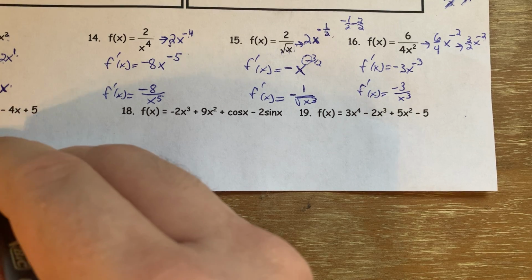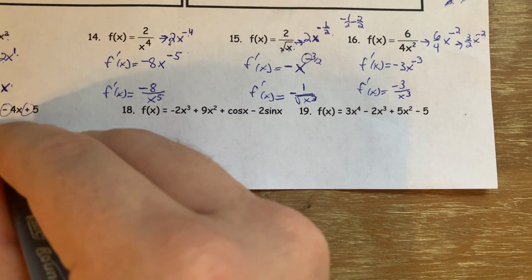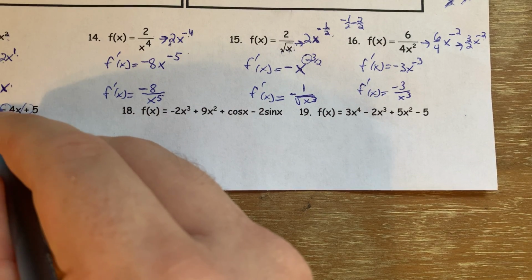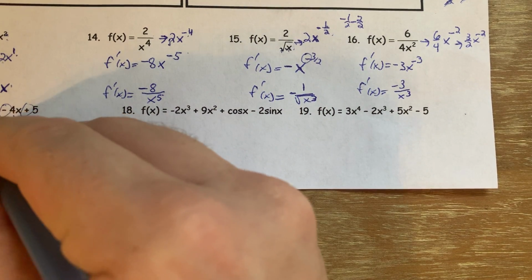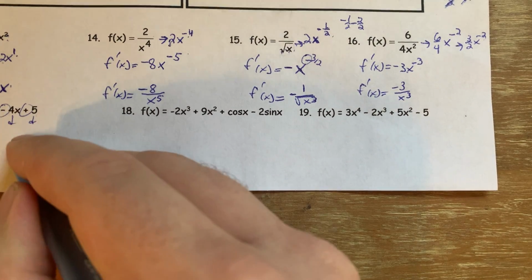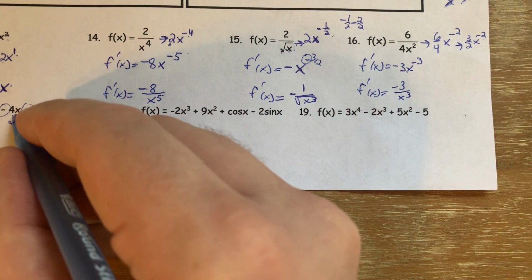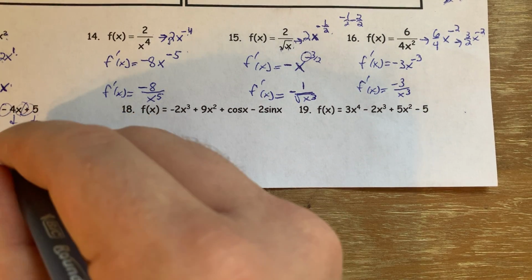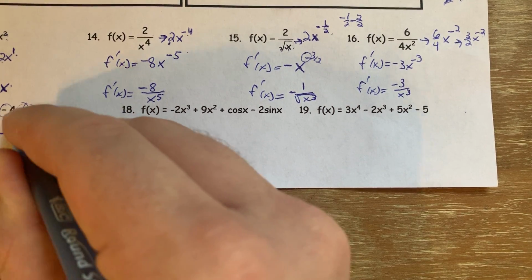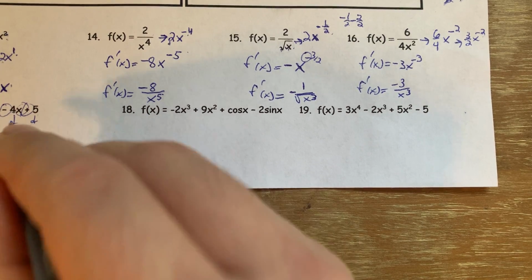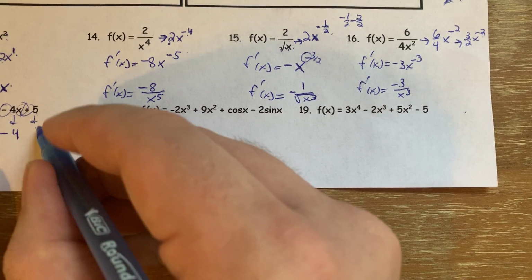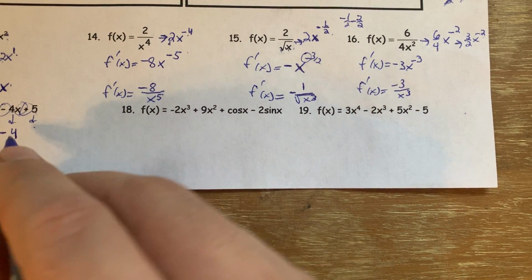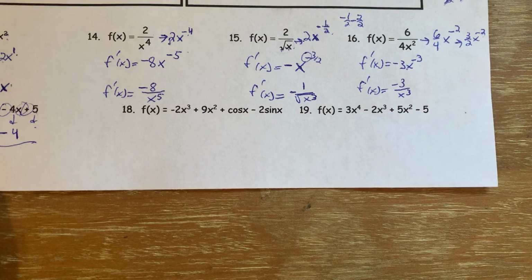So these are sums and differences, so we can just do each one separately. That was our sum and difference rule. It says we can do them separately. The derivative of x cubed is 3x squared. What is the derivative of 4x? Remember that the derivative of just an x is 1, and so 4 times 1 is just 4. And the derivative of 5, remember that the derivative of a constant is 0. And so the derivative is 3x squared minus 4.